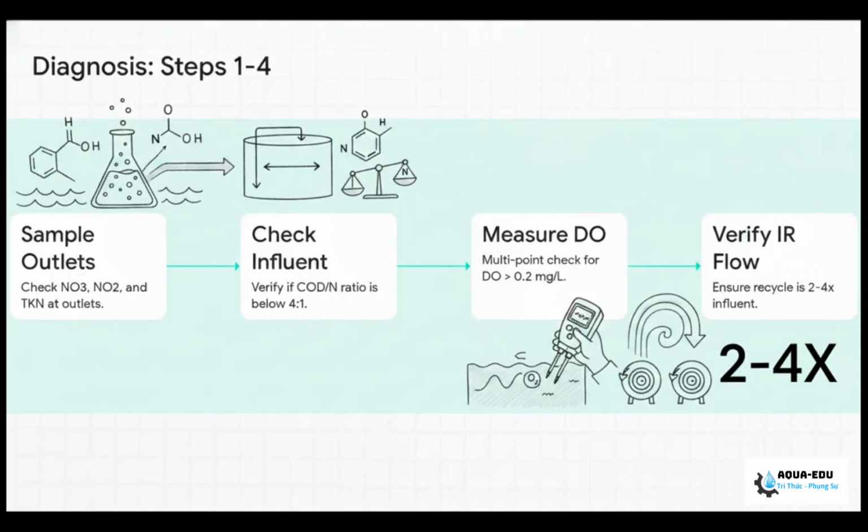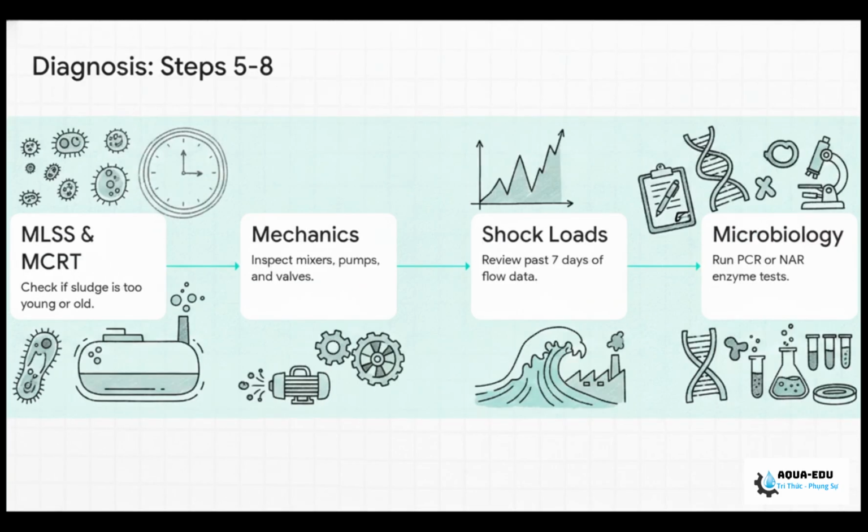First up, you pull your samples at the outlets to check your nitrogen species, your nitrate, nitrite, and TKN. Second, check your influent food ratio. Ask yourself, is it dropping below that 4 to 1 mark? Third, grab your multi-point meter. You want to make absolutely sure oxygen isn't bleeding into your anoxic zone, so you're checking for anything over 0.2. And fourth, verify your internal recycle flow on your meters to ensure it's actually pushing 2 to 4 times your influent volume.